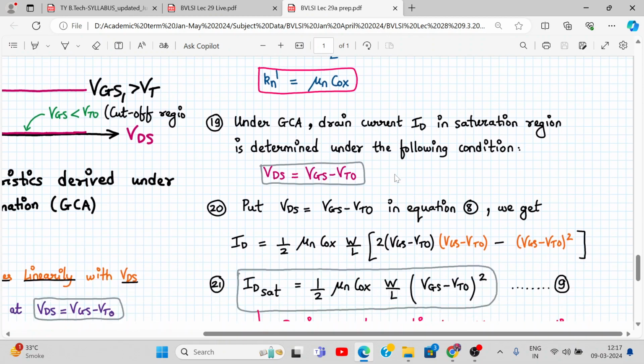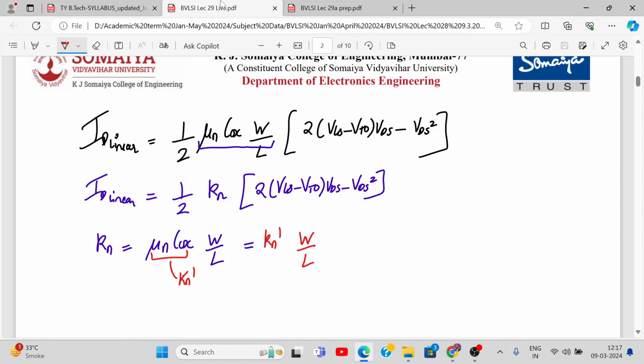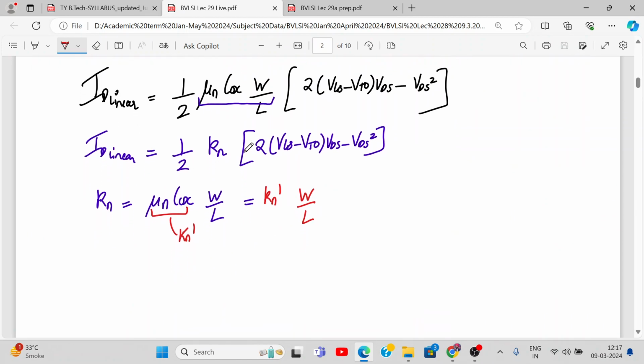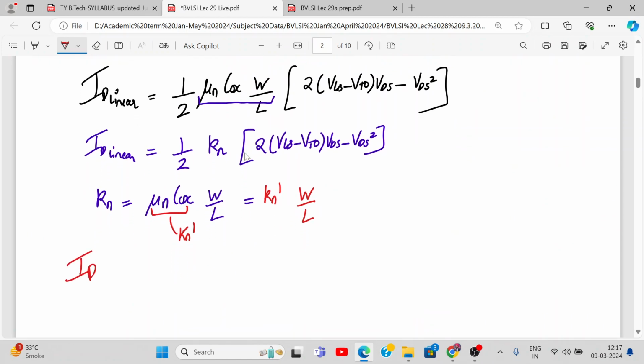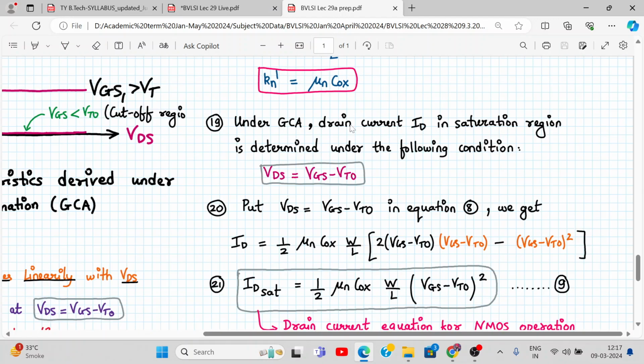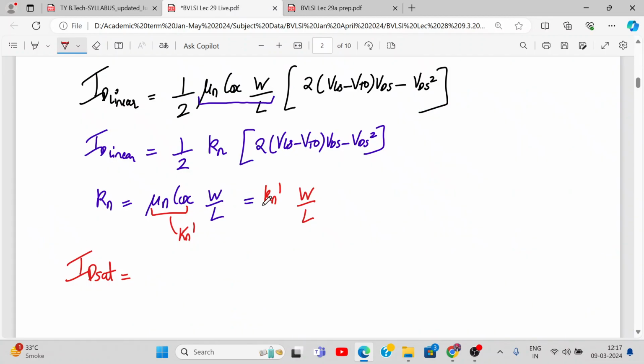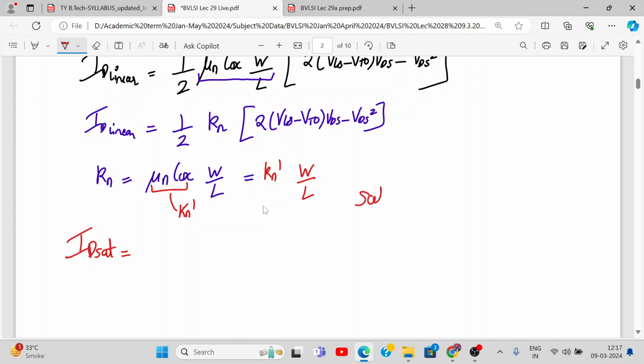Okay, now remember this, we can derive ID in saturation also. So ID in saturation is given by what? ID sat. Here under GCA, the drain current in the saturation region is determined under the following conditions. VDS should be equal to VGS minus VTO, the edge of saturation, right? Yes or no? So for saturation we are substituting VDS as VGS minus VTO in the above expression.